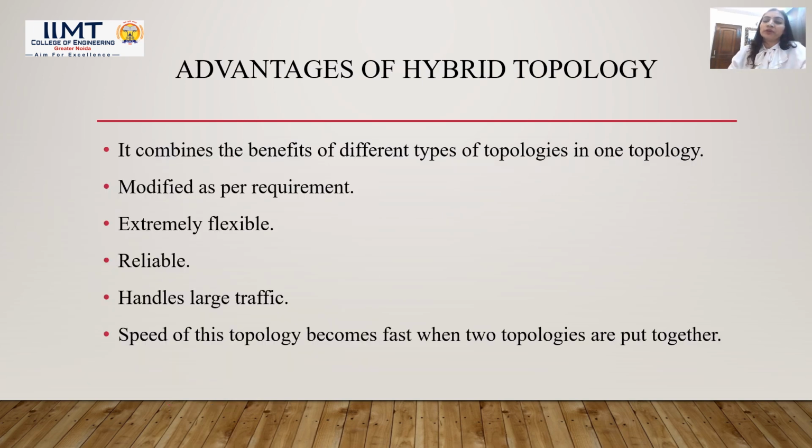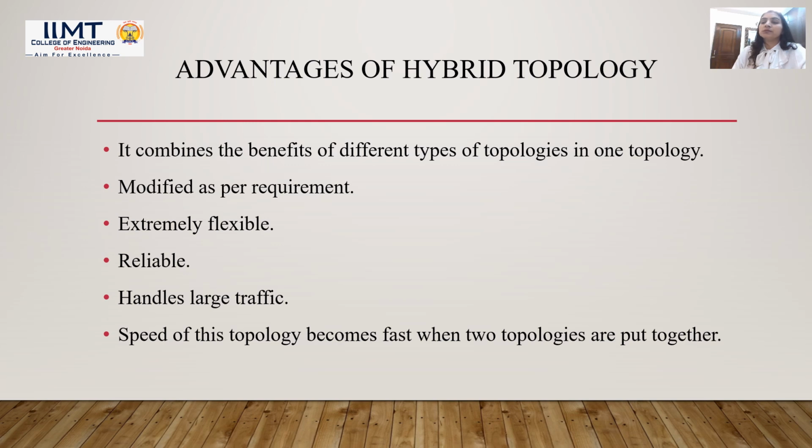Now we'll discuss some advantages of hybrid topology. First one is, it provides the benefits of different topologies. As we already discussed in the previous slide, because it is a combination of different topologies, this topology provides the benefits of different topologies. Next point is, this topology handles large data traffic. This topology's speed is high because in this topology, two topologies work together.